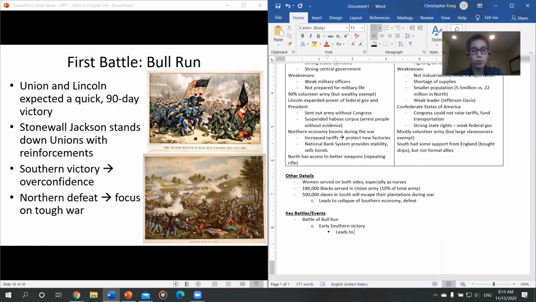And this leads to Southern overconfidence. They think they're going to take this easily. And it also leads to kind of a Northern focus on a tough war. They know that they're going to be in it for a while.